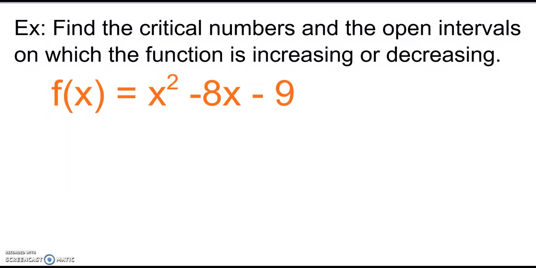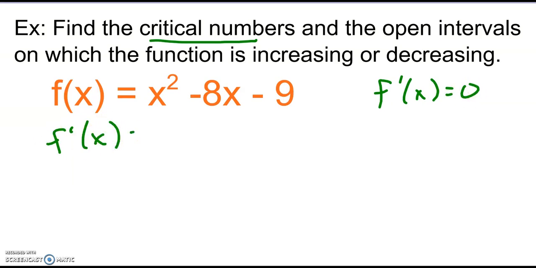Find the critical numbers and open intervals on which the function is increasing or decreasing. We pointed out something earlier. What do we know about the derivative? With these critical numbers, we know that the derivative is going to be 0 at these critical points because we have horizontal lines there. So let's first take the derivative of our function here.